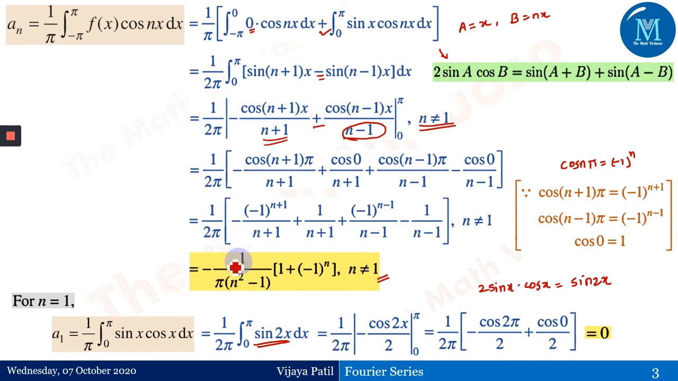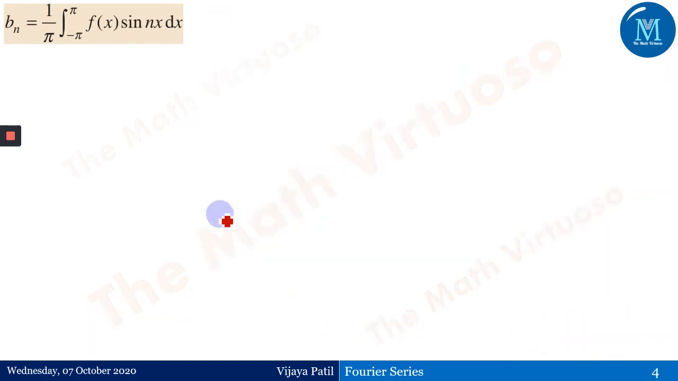And this is the value of an for n not equal to 1. That means this formula is valid for n equals 2, 3, 4, 5 and so on. It is not the value for n equals 1, and for n equals 1 we have got a1 equals 0. Now bn is 1 by pi, integral from minus pi to pi, f of x sine of nx dx.